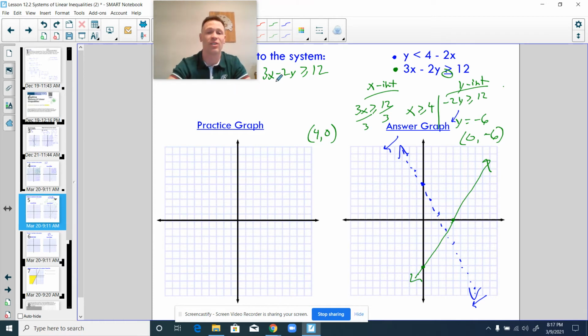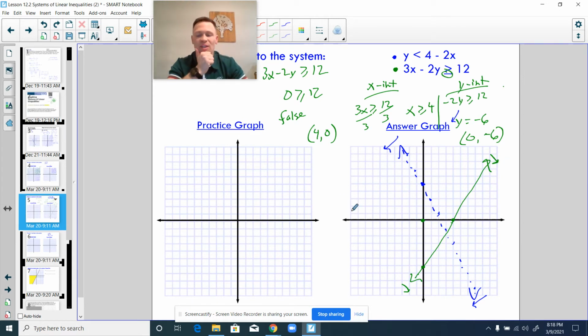Here's why testing 0, 0 is super simple. It's standard form. 0 in for x, 0 in for y. 3 times 0 is 0, negative 2 times 0 is 0. We just get 0. And we just ask ourselves, is 0 greater than 12? Well, that's false, right? So we shade the other side. 0, 0 is here. We shade the other side. So that means I'm going to be over here, right?